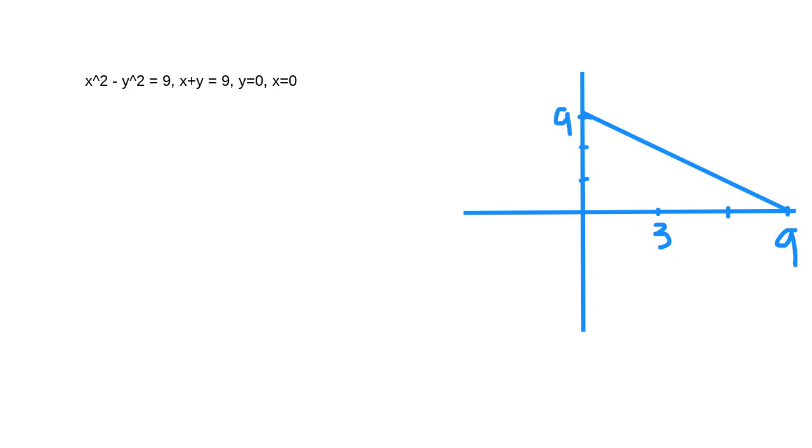So how should I draw this? I think it's like a paraboloid, right? Oh, hyperbola? Is that hyperbola? Hyperbola. So how should I draw this? Let me search again. I don't know how to draw this anymore. Let me see this one.